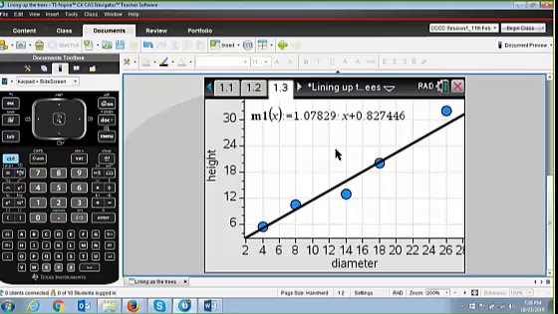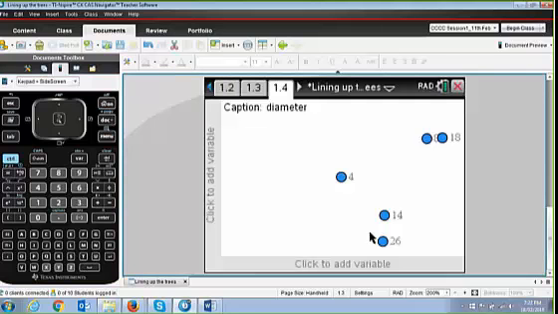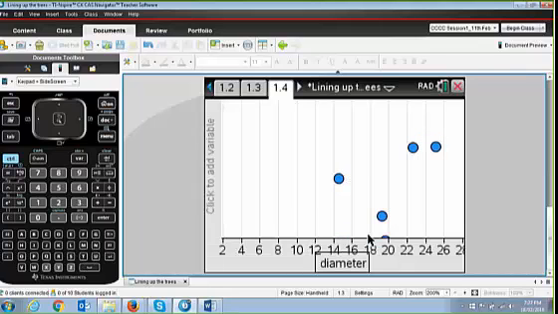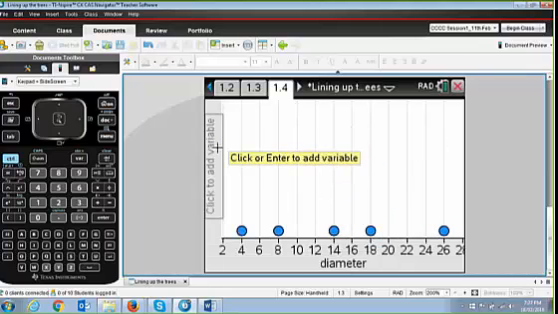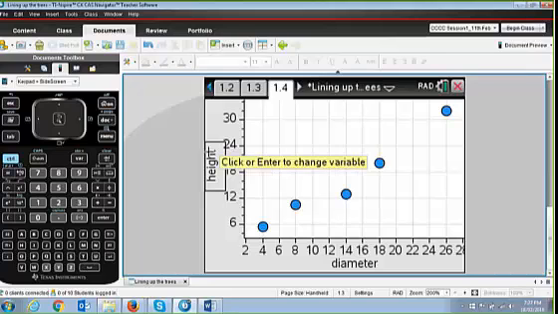I'm now going to introduce another data and statistics page. This time I'm going to do it using the home key, glide the mouse over the data and statistics icon, click on that, and produce the same scatter plot where diameter is horizontal, height is vertical. I've got the same scatter plot with the same axes on there, but this time I'm going to introduce something different. First of all, a second movable line.